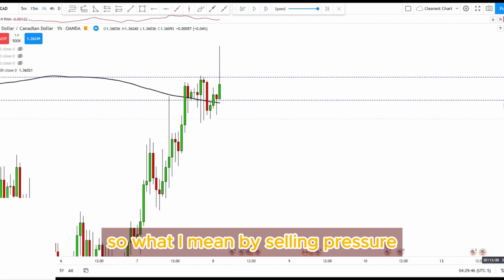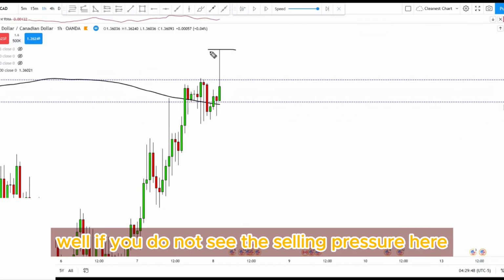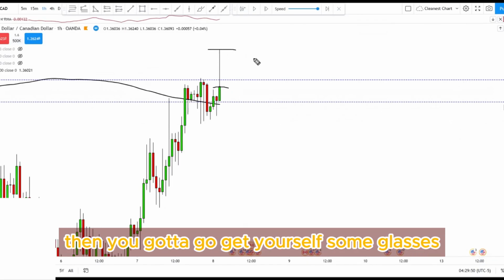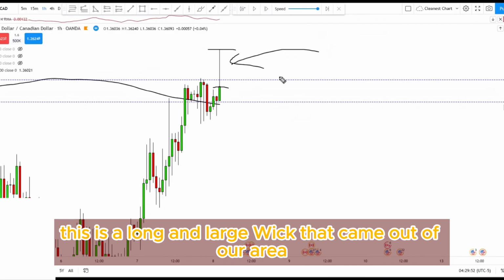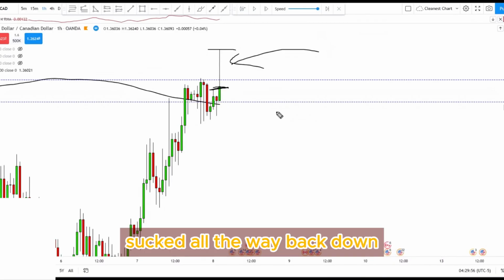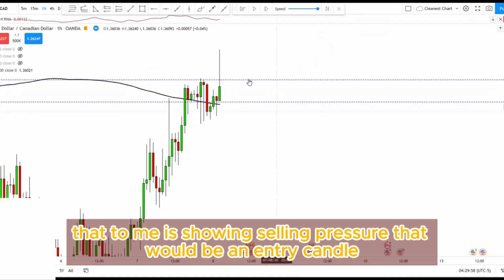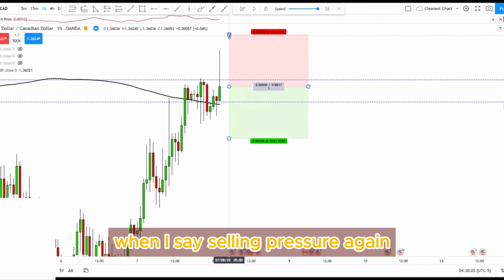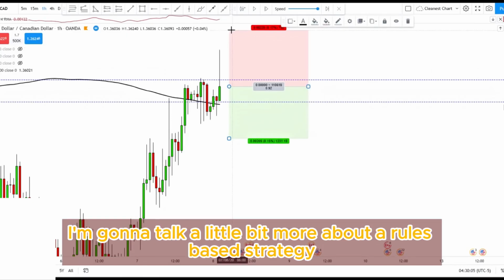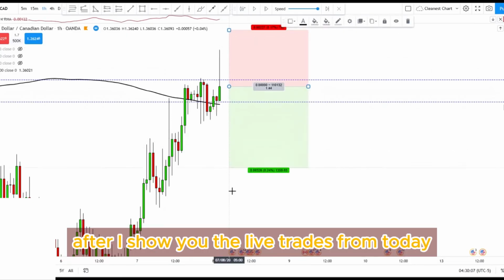So what do I mean by selling pressure? Well, if you do not see the selling pressure here, then you gotta go get yourself some glasses. This is a long and large wick that came out of our area, sucked all the way back down. That to me is showing selling pressure. That would be an entry candle. And when I say selling pressure, again, I'm going to talk a little bit more about a rules-based strategy after I show you the live trades from today.